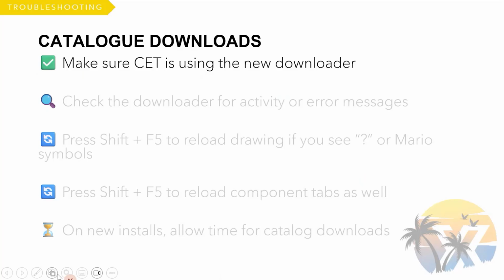So the first step to make sure your CET is running at the best performance and the best kind of setup is to have the new downloader turned on. There is an option to run the old downloader, but we recommend the new downloader just because it has all the fixes and features that have been recently introduced.